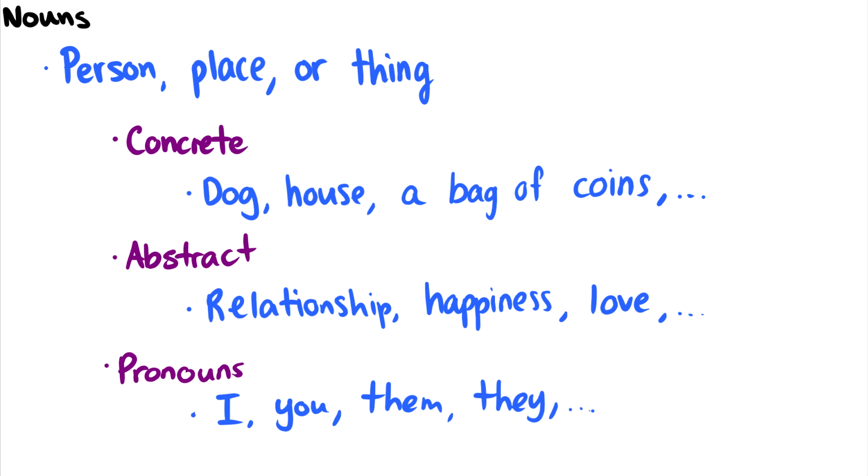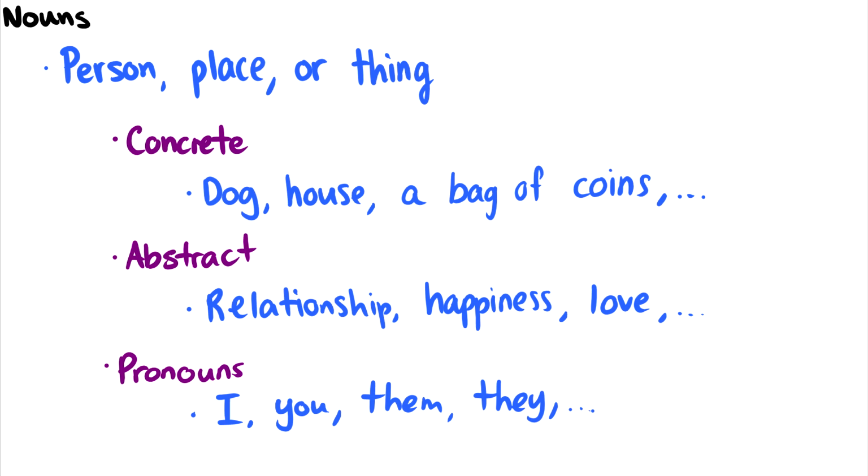So we have concrete nouns, and these are the persons, places, or things that you're used to. So dogs, houses, a bag of coins, and so on. We all know concrete nouns. Abstract nouns are maybe things that we haven't considered, such as a relationship, or happiness, or love, or contentment, or empathy. These abstract nouns are something you can't physically visualize as a thing. So as a relationship, you can't actually have a concrete relationship. It's just a concept that binds two people together in some manner. Or happiness. You could define happiness as a bunch of neurons activating in some sort of sequence, but really happiness we just think of as an abstract emotion.